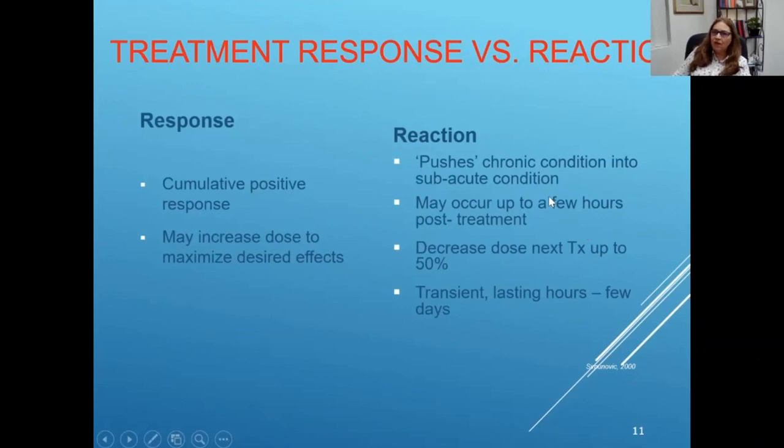On the other hand, we don't want that inhibitory or overstimulation in an area, especially if we're talking about a chronic condition where we can almost put it into a subacute condition and we can actually exacerbate or increase the symptoms that we're trying to treat. Thankfully, if we decrease the power or stop the treatment for a while, it's a transient effect, may last a few hours or over a few days, but it's not permanent. It is transient.